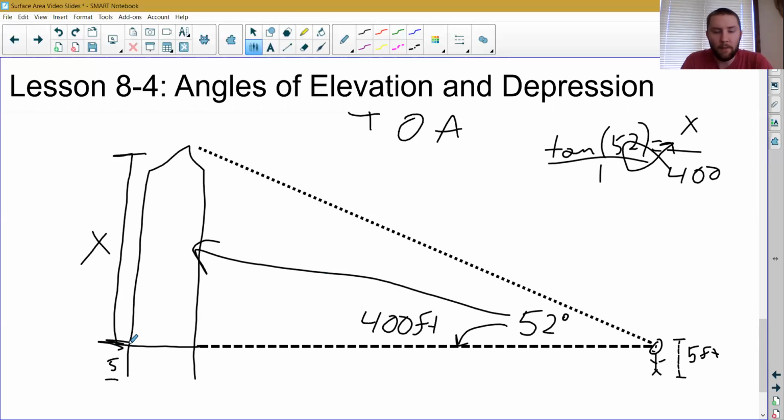So if you have questions about angles of elevation, depression, or how we set up triangles to then use sine, cosine, and tangent to solve these types of problems, do please let me know. That's really all we did in Chapter 8: Pythagorean Theorem, special right triangles, trigonometry, and then these word problem applications.